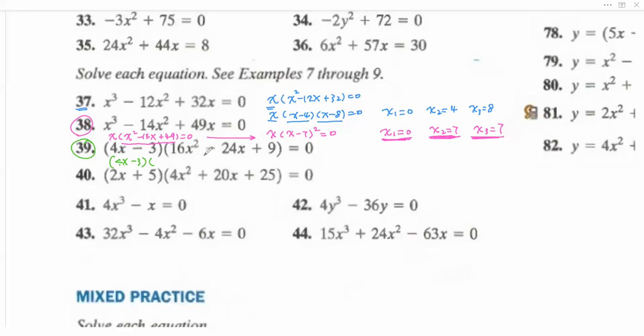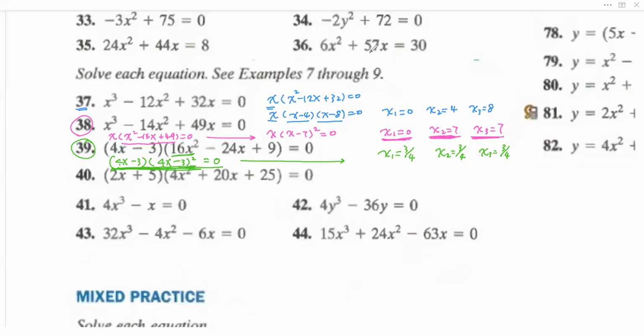Actually, you can see this is a perfect square as well, right? This is 4x minus 3 squared equals 0. Actually, 4x minus 3 cubed, right? Do you see that? So it means they have 3 solutions as well. All of them are the same. First one, second one, and the third one, they are all 3/4, right?